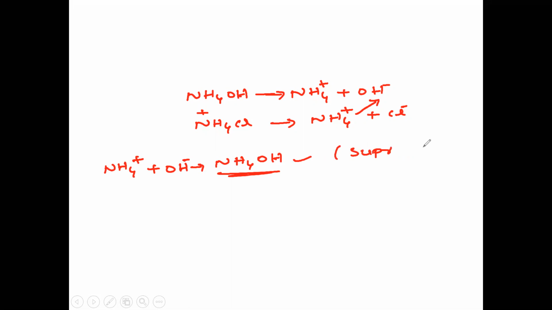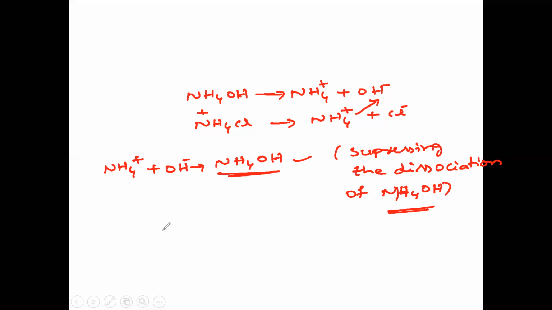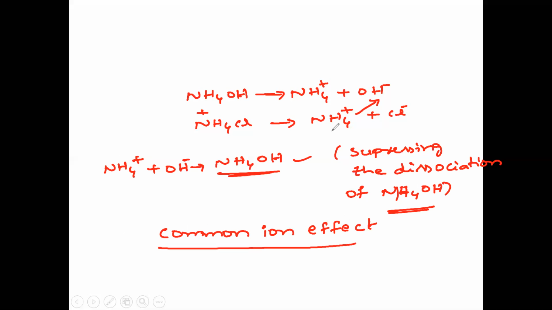Means suppressing the dissociation of ammonium hydroxide. So in this way, you can easily understand, this is called common ion effect. What is this called? Common ion effect. What is the common ion in these two? Ammonium plus ions.